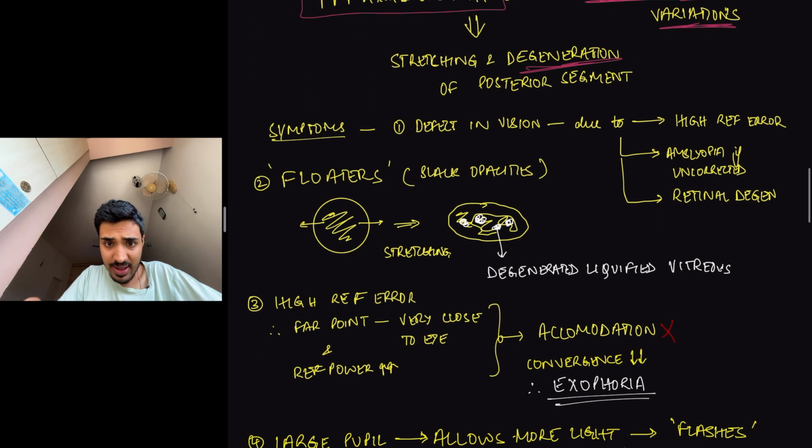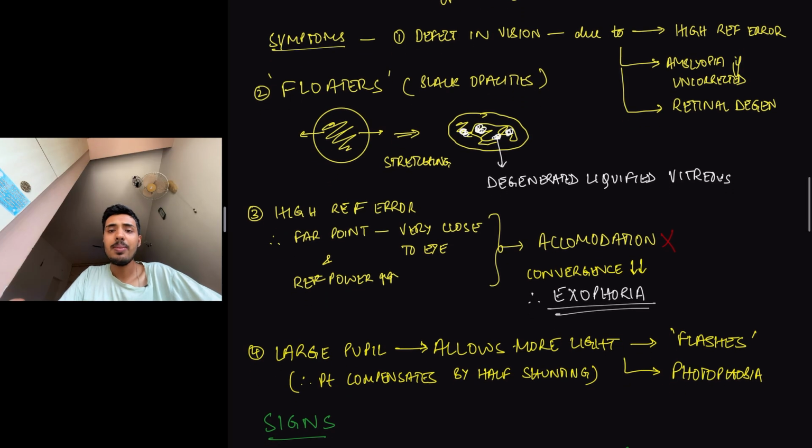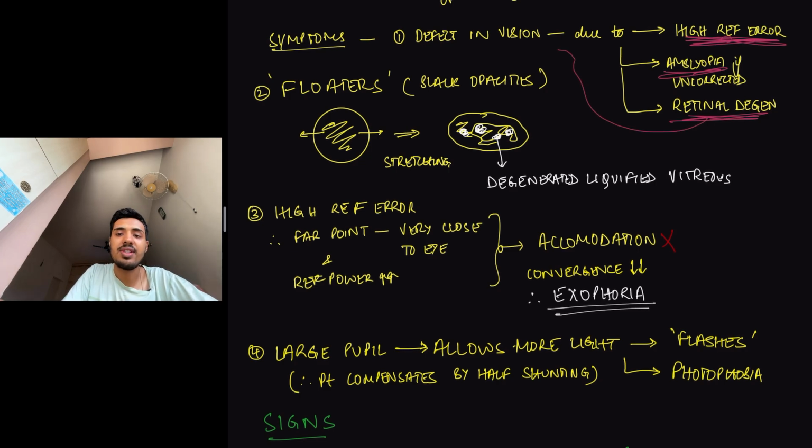Next, coming to the symptoms. So what are the symptoms? Obviously, myopia meaning you will have vision defect. Here, vision defect is not just due to the high myopia, but also if you leave it uncorrected, it will cause amblyopia. And as I said, degenerative myopia. So retinal degeneration can also cause vision defects.